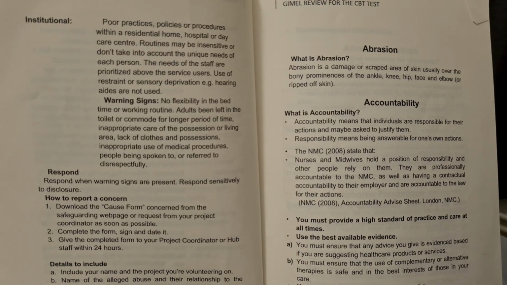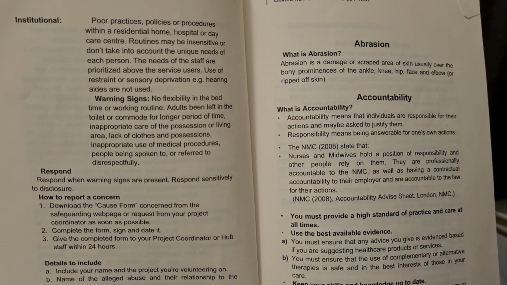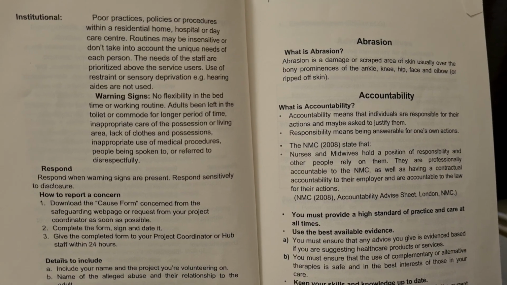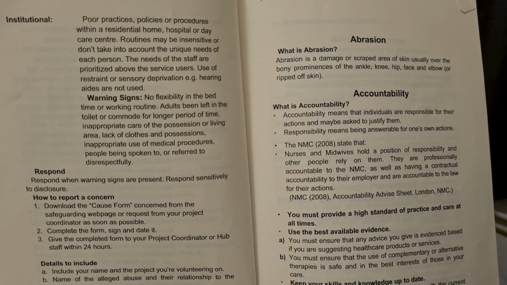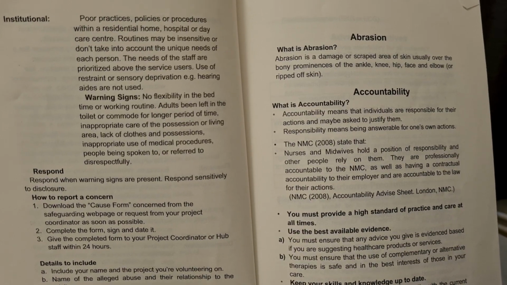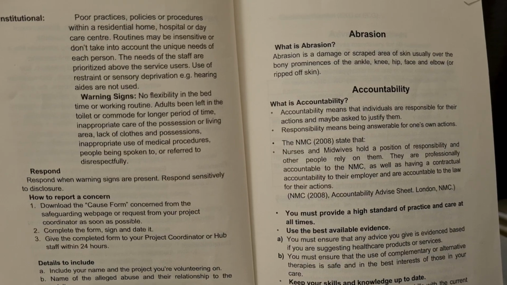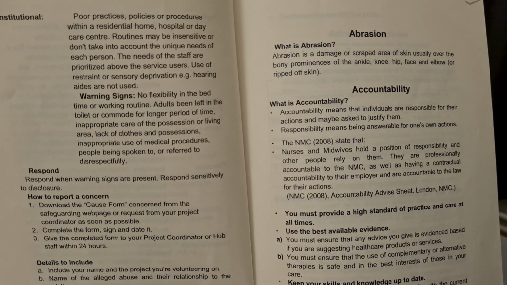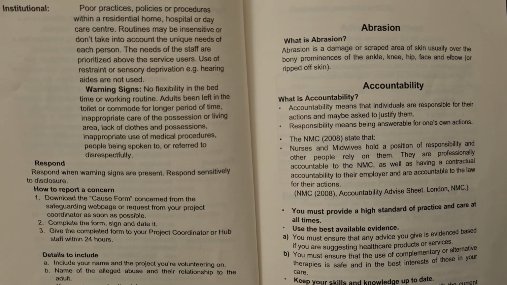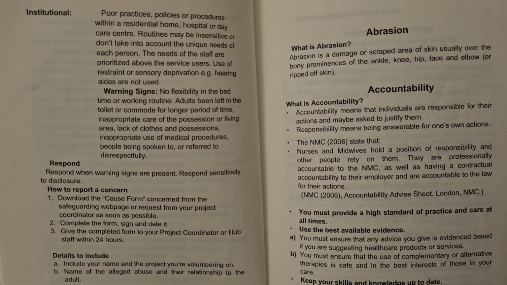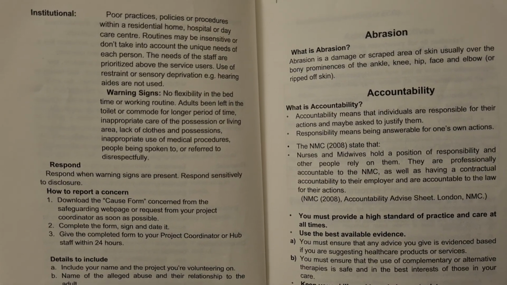And the last is institutional abuse. Poor practice. These are all abuses, poor practices, policies, or procedures within a residential home, hospital, or daycare center. Routines may be insensitive or not take into account the unique needs of each person. The needs of staff are prioritized above the service user. Use of restraint or sensory deprivation, for example, hearing aids not being used.